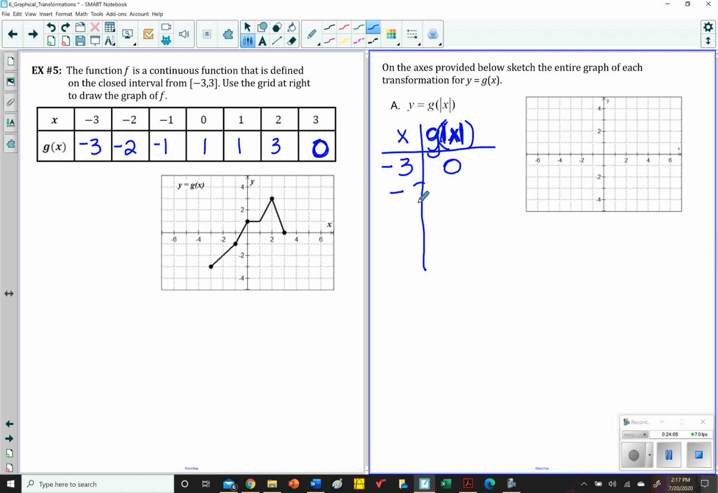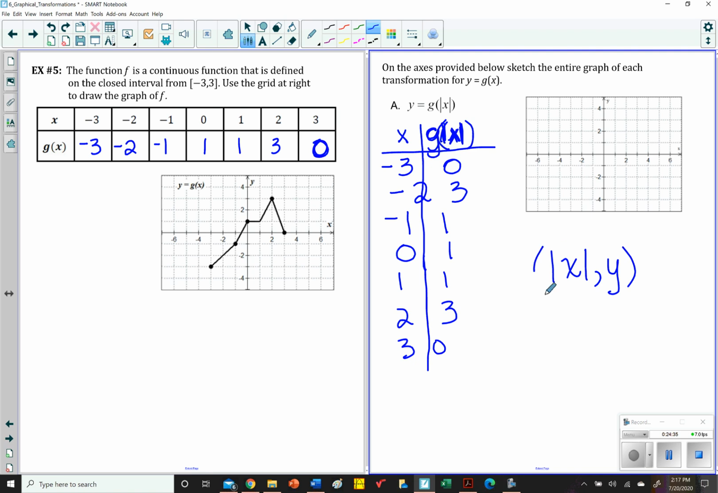So at -2, we want the positive value, that would be 3. At -1, we want the positive value at 1, that would be 1. At 0 is 1, and 1 is 1, and 2 is 3, and 3 is 0. So this would be our new table for those values. So what we're doing is we're taking the absolute value of x and keeping the y. This is our rule.